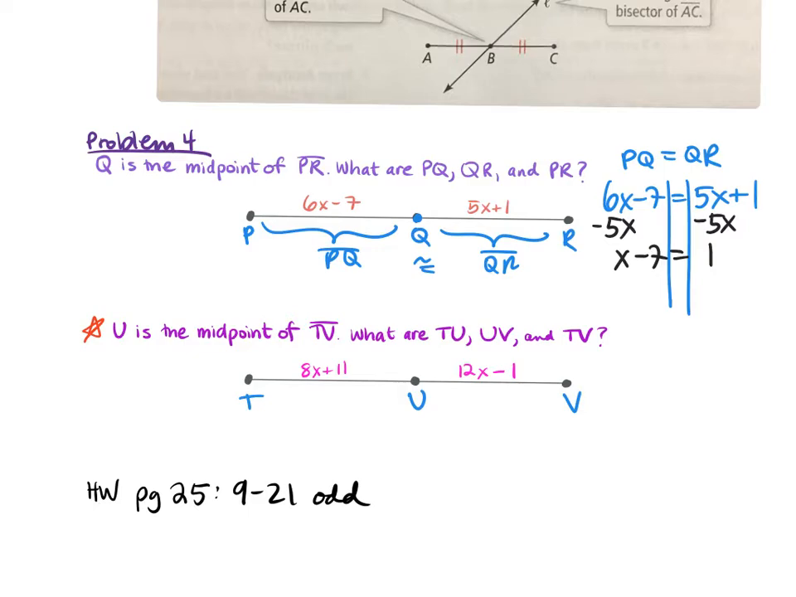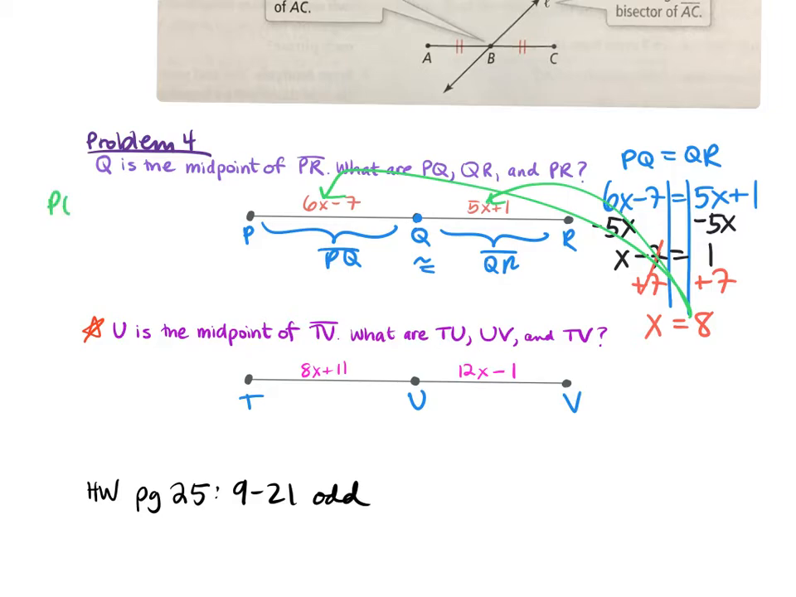We want to get rid of this minus 7, so we're going to do the opposite of minus, which is plus 7. We're going to do that on both sides of the railroad track, so these cancel. x is left by itself, equals 7 plus 1, which is 8. So x is equal to 8, and we can substitute that in to here and here and figure out what they are. Hopefully they're the same, because they should be. And then we can add them together to get PR.